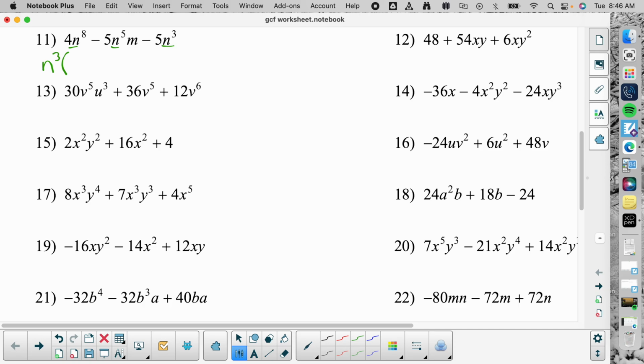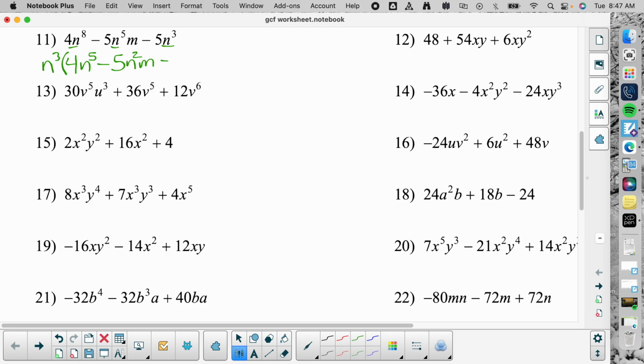that would be left over. We didn't do anything with the 4. How many N's would be left? 5. We had 8. We took 3 away. We have 5 left. Keep the minus. Keep the 5. We had N5. Now we're going to have N2, because we had 5. We took 3 of them out. That M we didn't do anything with, so it would stay.